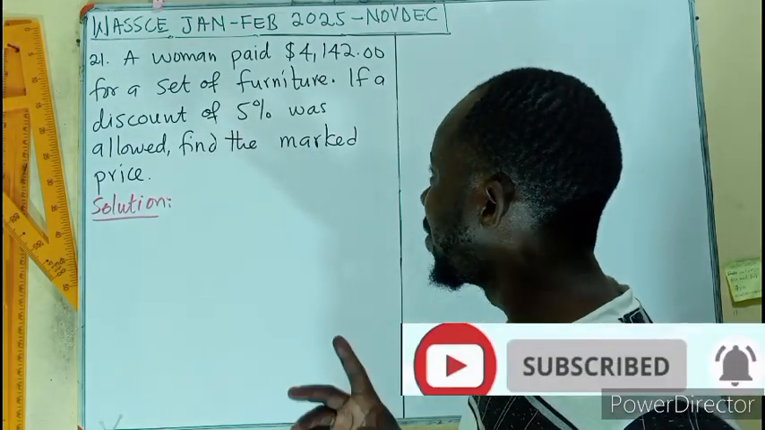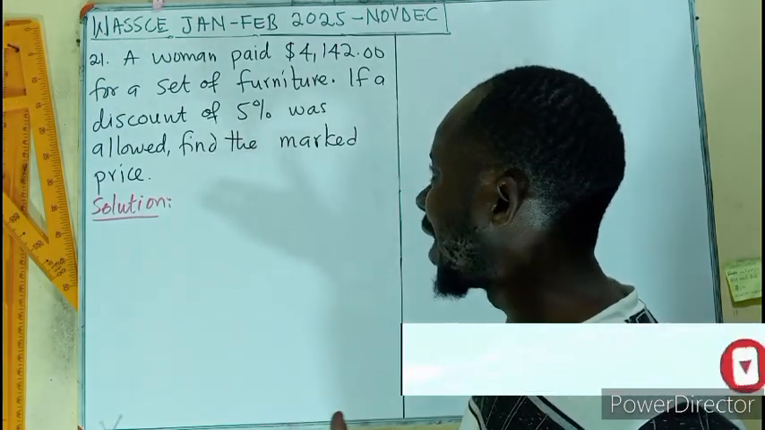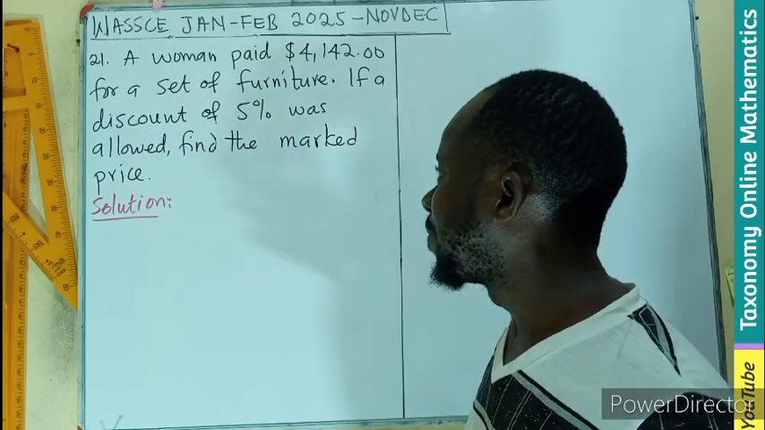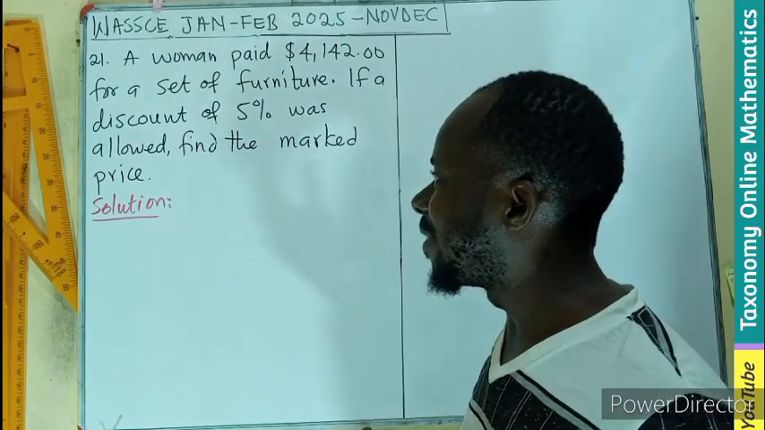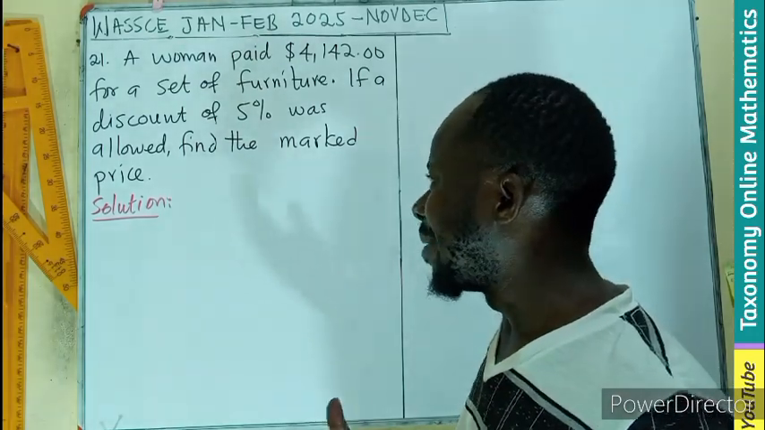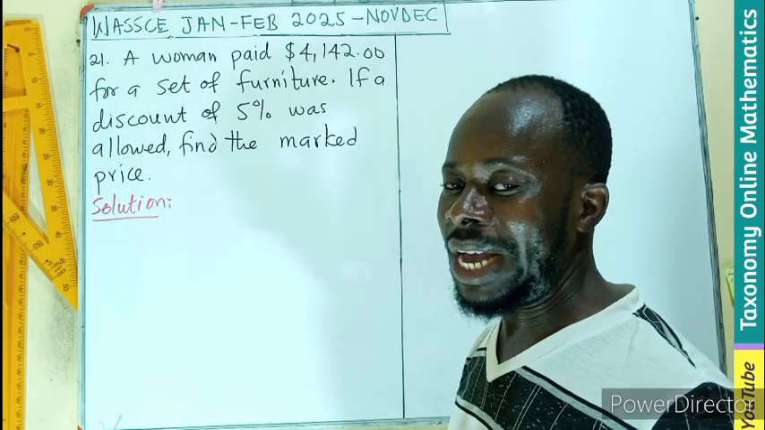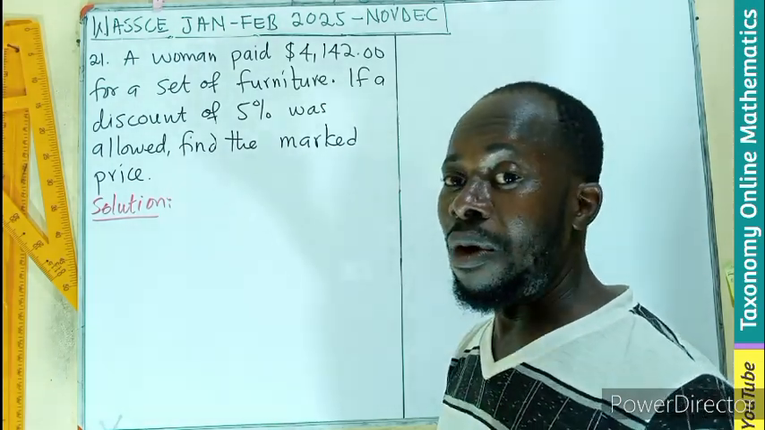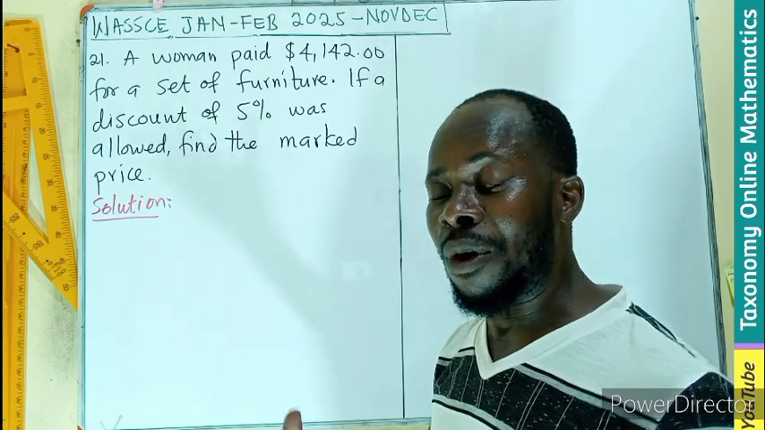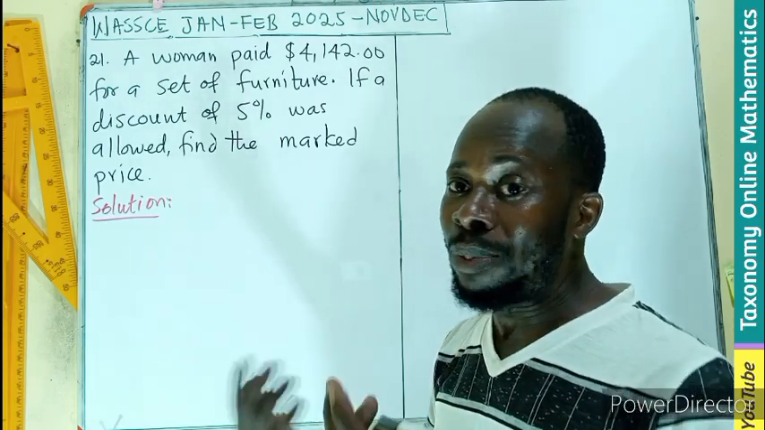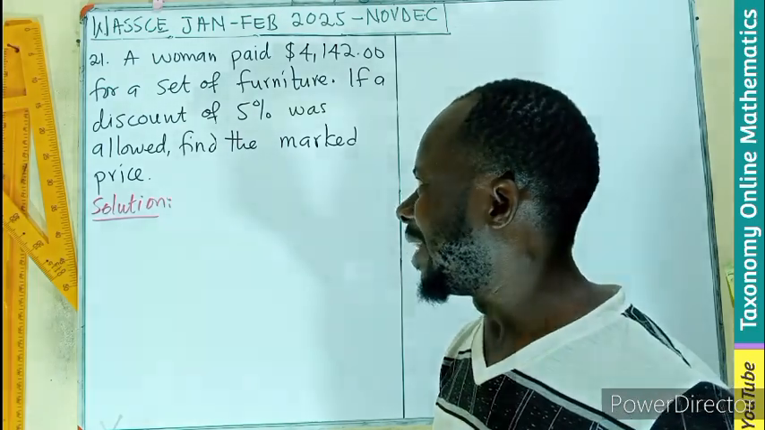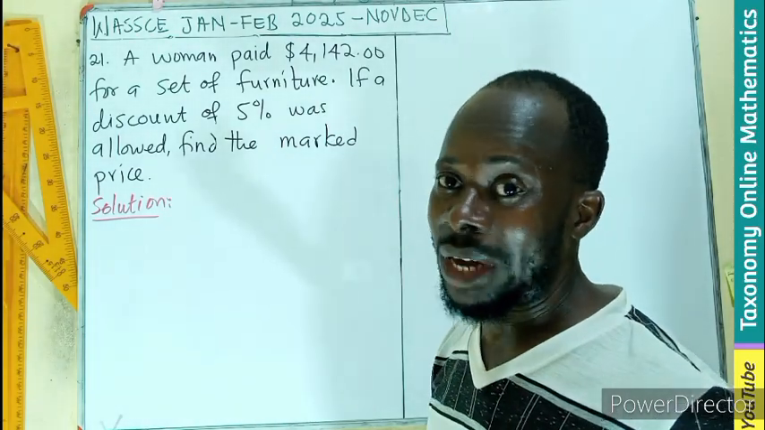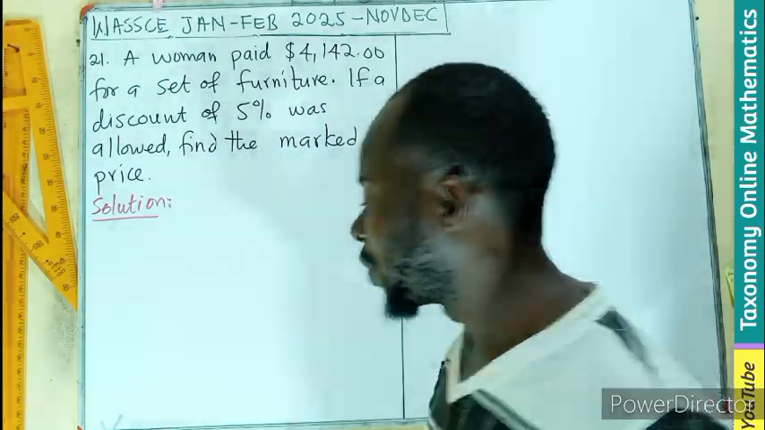A woman paid $4,142 for a set of furniture. If a discount of 5% was allowed, we have to find the mark price. Now we can pick this first as the formula approach, or the percentage approach, or the word problem approach. Let me start with the easiest one, which will be the percentage approach.